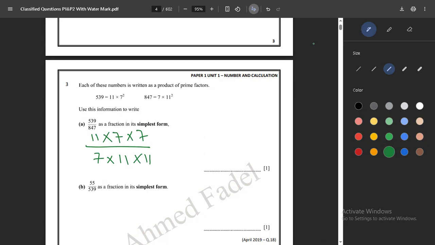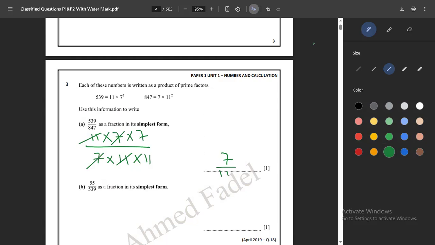All right, so in order to answer this and in order to simplify it, we just divide, or we cancel from the numerator with the denominator if there are common factors. So here I got 11, bye-bye with this 11. The 7, bye-bye with the 7. So what I've got over here is 7 over 11.